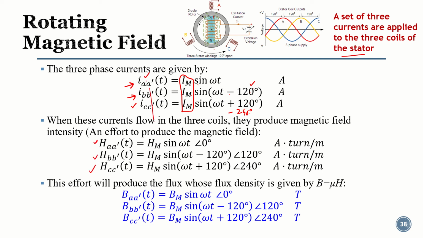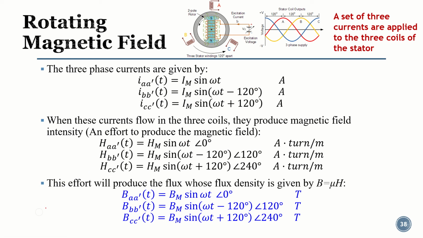Because of this, I will get Hm sine of omega t with an angle of 0 degrees. Because of this, I will get a magnetic field with an angle of 120 degrees. Because of this, I will get another magnetic field with an angle of 240 degrees, or minus 120 degrees. They are the same things.